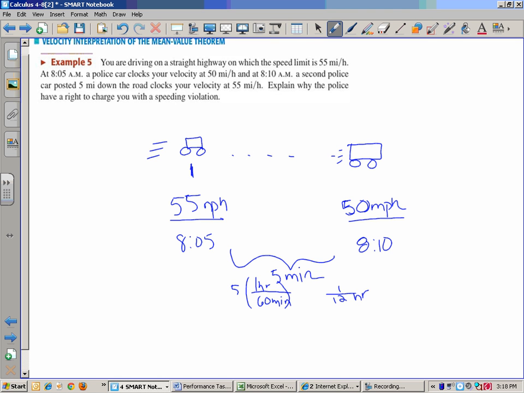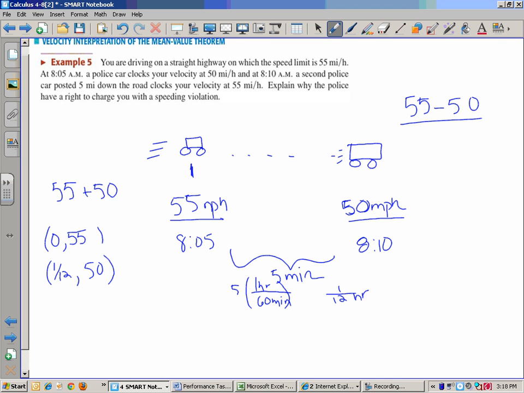So over that 5 minutes, what was my average speed? If we say at 0, I was going 55 miles an hour, and 5 minutes later, or 1/12 of an hour later, I was going 50 miles per hour, I can find the average rate of change. So I'm going to come over here, 55 minus 50 over 0 minus 1/12. Oh, that's going to give me my acceleration. So I was slowing down.